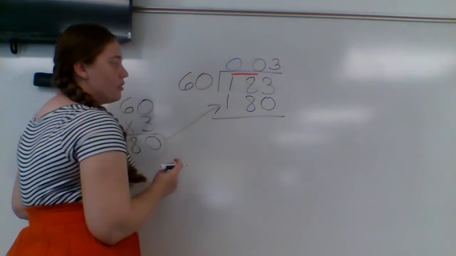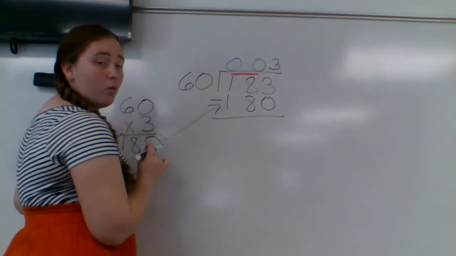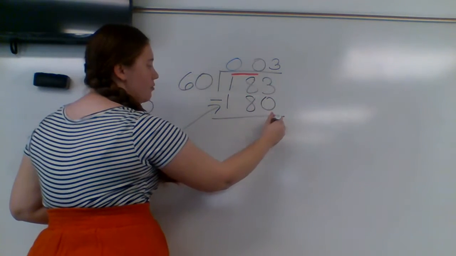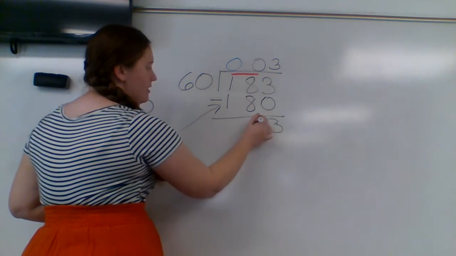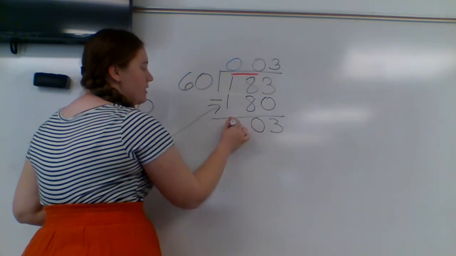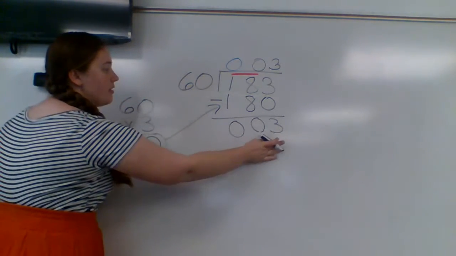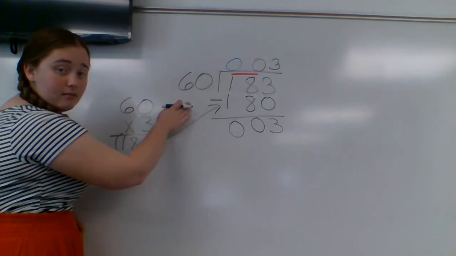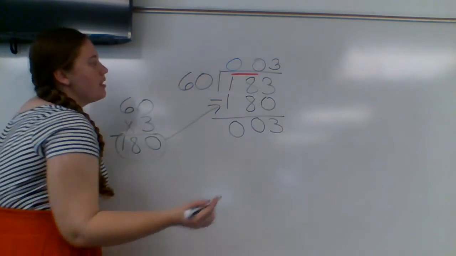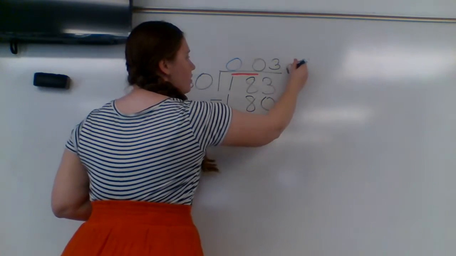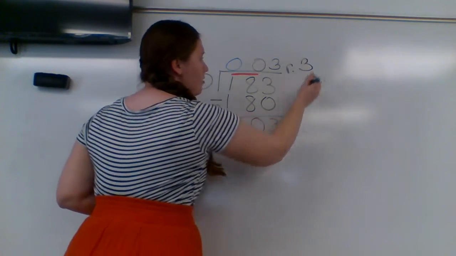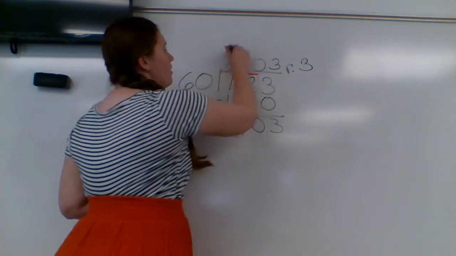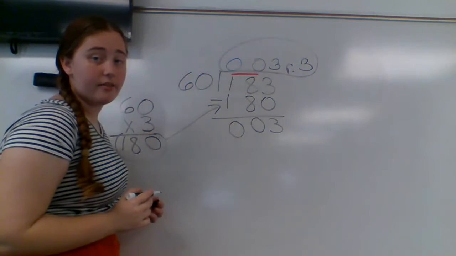So we have 183 minus 180. 3 minus 0 is 3. 8 minus 8 is 0, and 1 minus 1 is also 0. So my answer down here that I have left over is 3. Is 3 smaller than 60? Absolutely. So I'm going to say that my remainder is 3. So your answer is 3 with a remainder of 3.